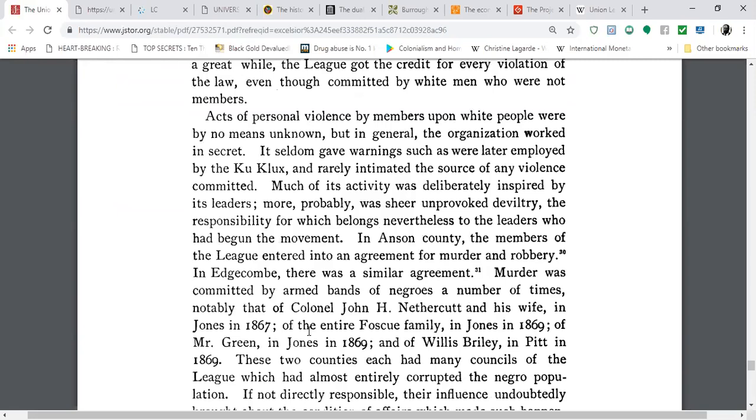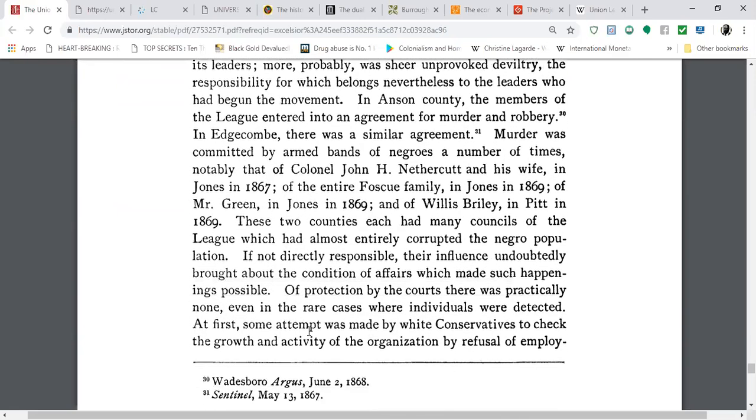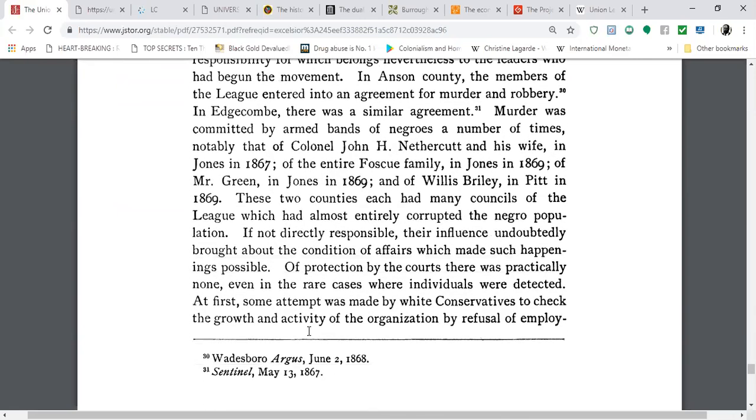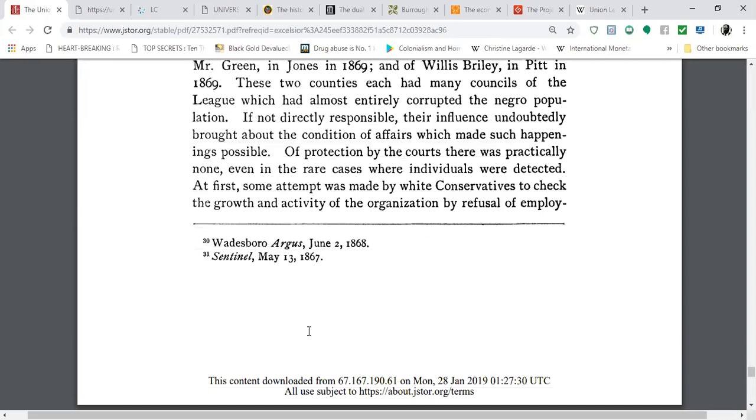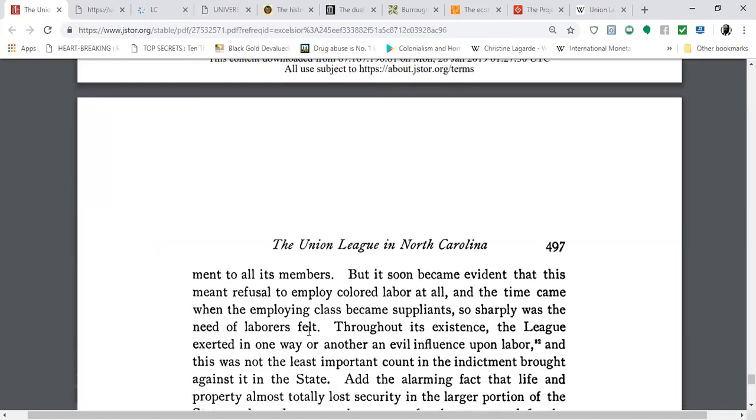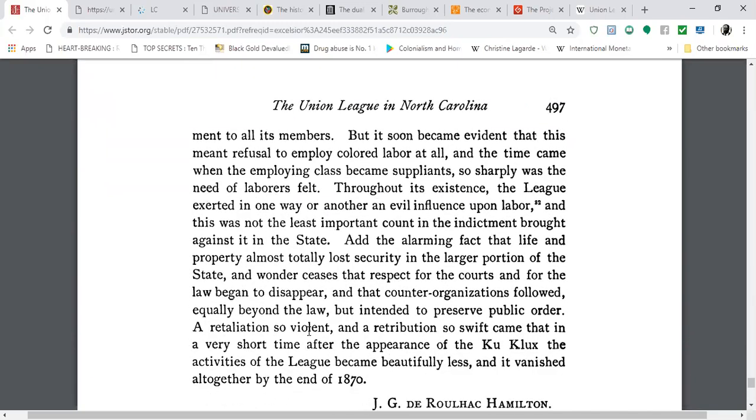These two counties each had councils of the League, which was entirely corrupted by the Negro population. If not directly responsible, their influence undoubtedly brought about the conditions of affairs which made it possible. Of the protection of the courts, there was practically none, even in the rare cases where the individuals were detected. At first, some attempts were made by conservative whites to check the growth and activity of the organization by refusing employment to all members. But it soon became evident that this meant a refusal of employment of colored labor at all, and at a time when the need for laborers was felt so sharply.